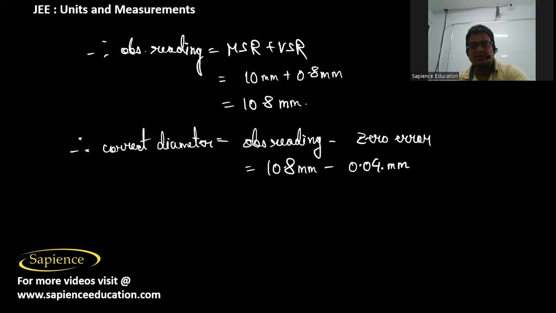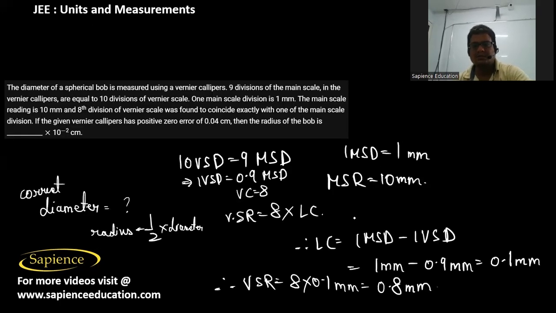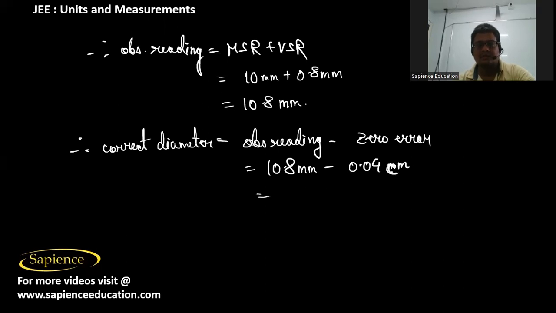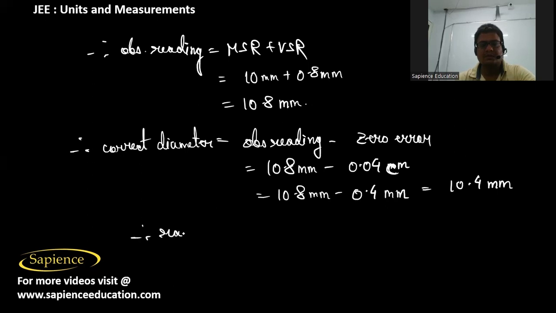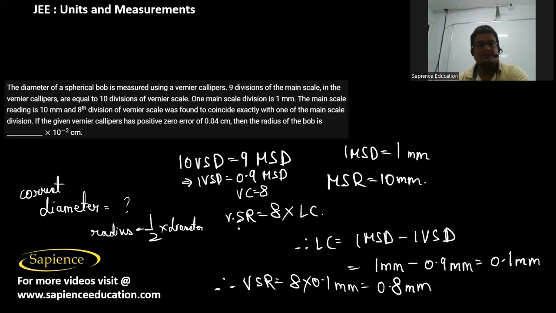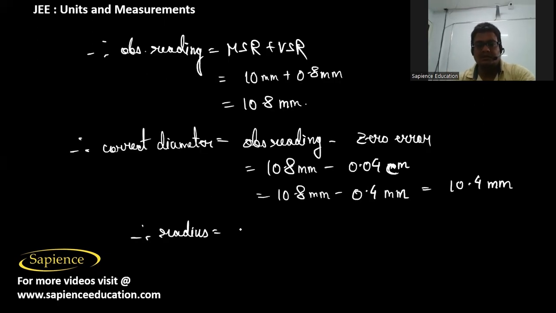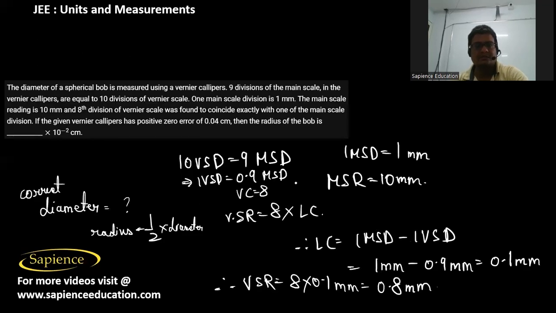centimeters. Okay, so the zero error is 0.04 centimeters. So we have to convert it into millimeters. So that is 10.8 millimeter minus 0.4 millimeter, that is 10.4 millimeter. So now the radius of the spherical bob is half of the correct diameter, which is 10.4 millimeter, which is 5.2 millimeter. So 5.2 millimeter is the radius of the bob.